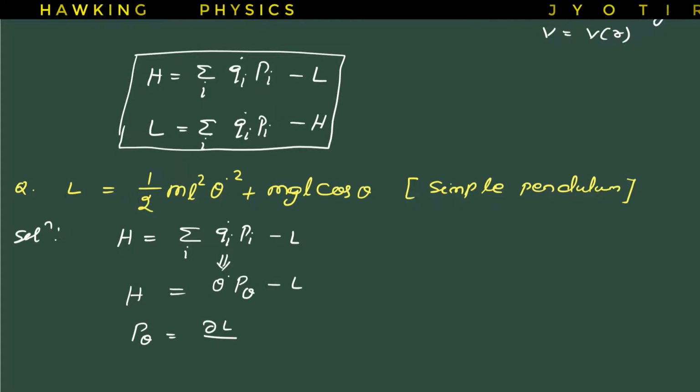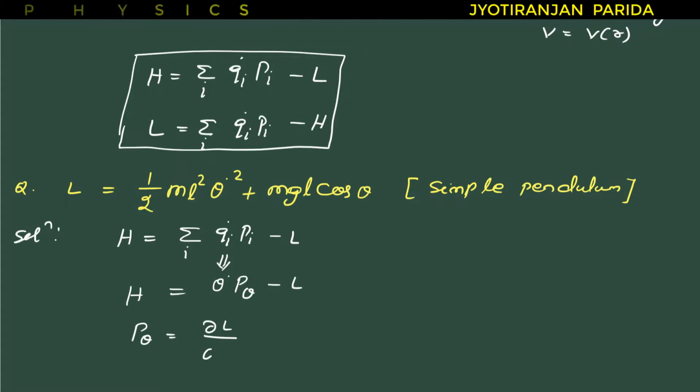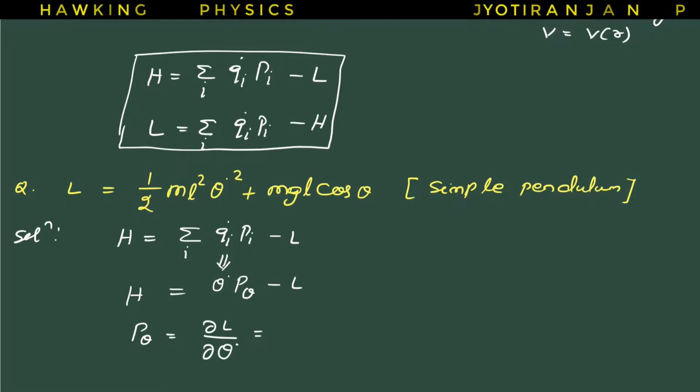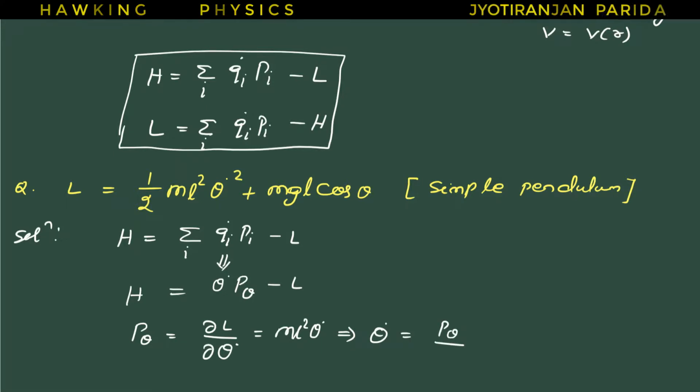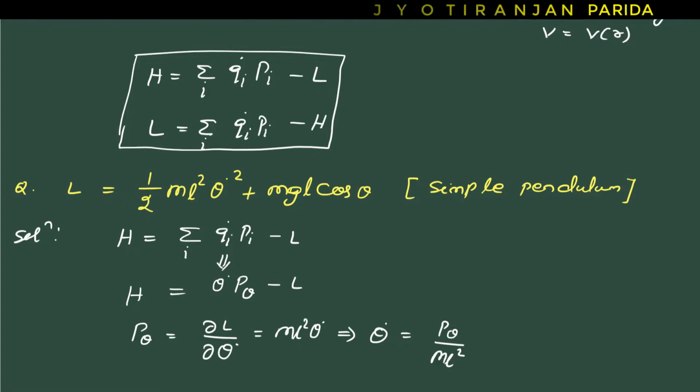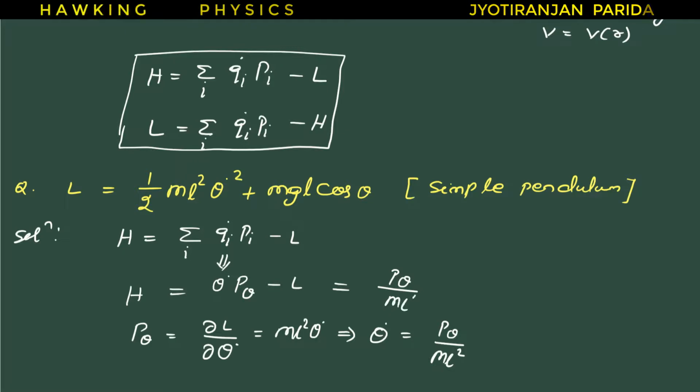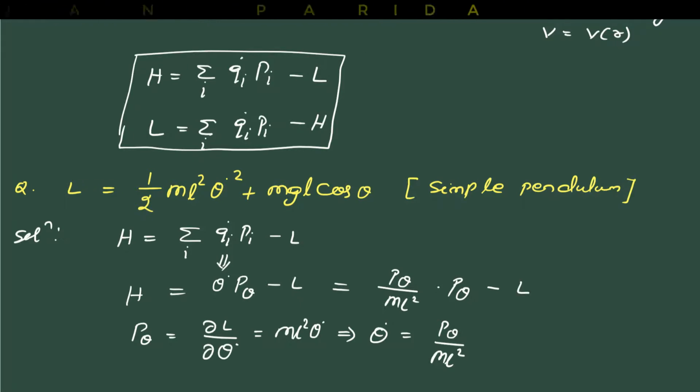The p theta is the generalized momentum, which is equal to dou L by dou theta dot. Yes or no? We get m l square theta dot, or we can write theta dot is equal to p theta by m l square. So just write down p theta by m l square in place of theta dot. Here you can get p theta by m l square into p theta minus L. Yes or no? So what did we get here?